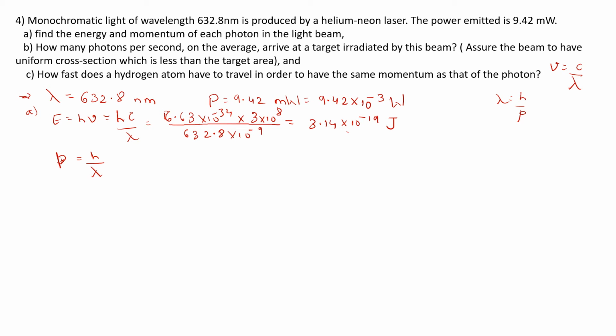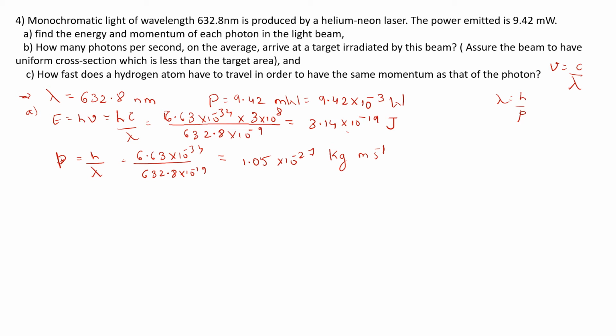So h is what? Again it is Planck's constant, 6.63 into 10 raised to minus 34, and lambda is 632.8 into 10 raised to minus 9. When you solve this, you will get the p value as 1.05 into 10 raised to minus 27. Note, this is h divided by lambda. Can I write the momentum unit as kg meter per second?